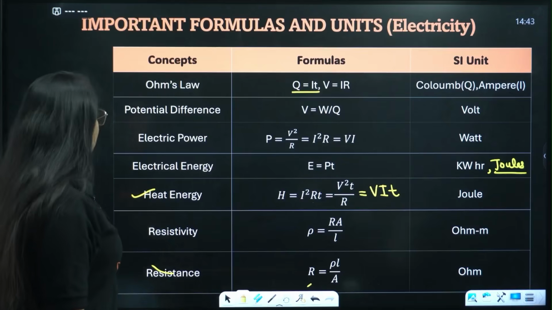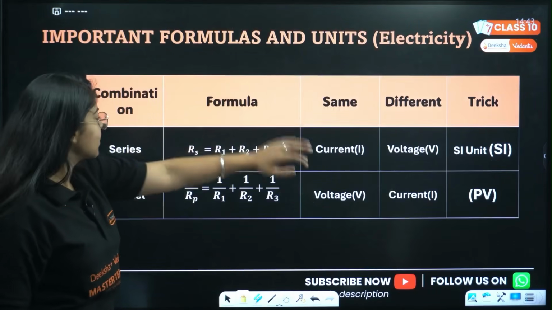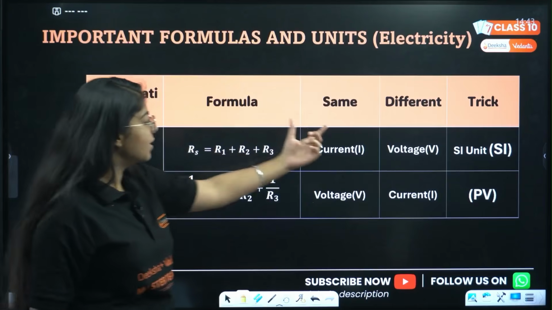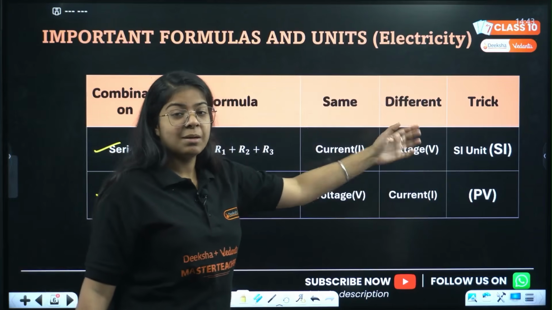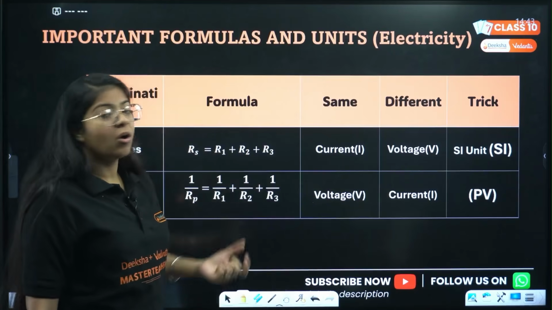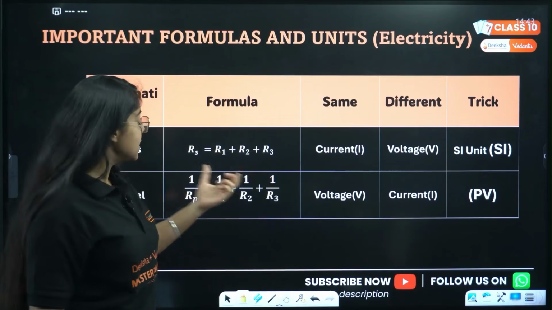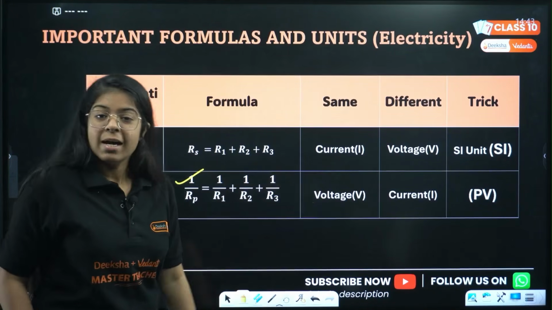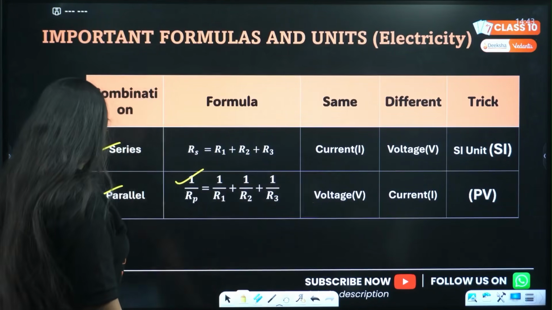Then next, moving on in the same chapter, electricity, we have two things, series and parallel. In series, current remains the same, voltage is different. In parallel it is the inverse of that. The formula in series is the addition of all the given resistances, and in parallel it is 1 by Rp, that is the sum of reciprocals of all the resistances. Then move on to the next.